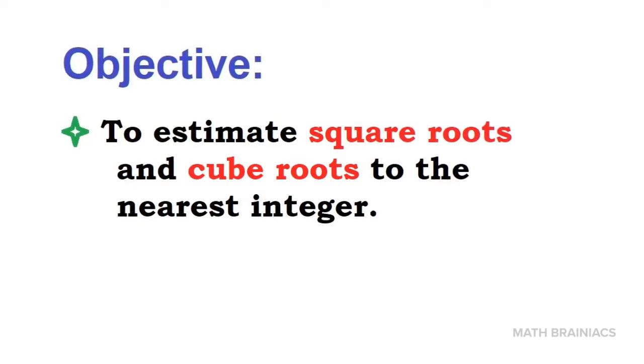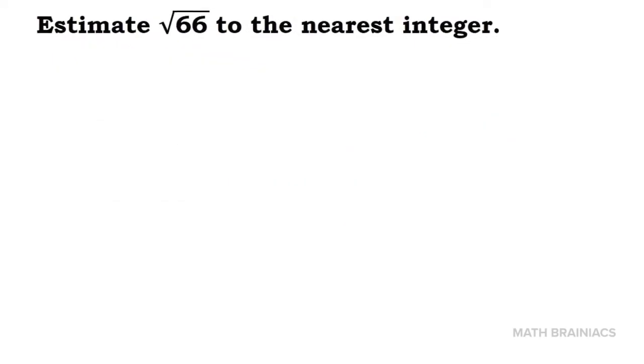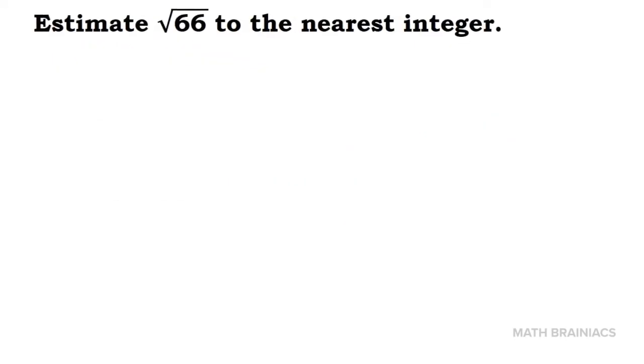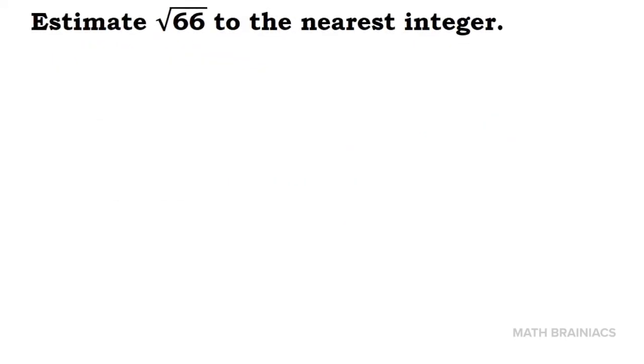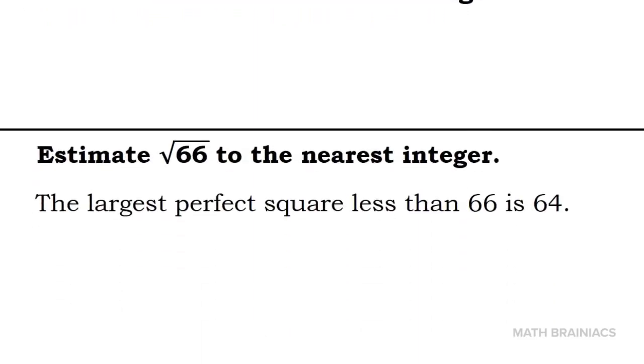Let us move first to the main objective of our lesson. We are going to estimate square roots and cube roots to the nearest integer. Let us work on this example so that you will be guided. Estimate square root of 66 to the nearest integer.